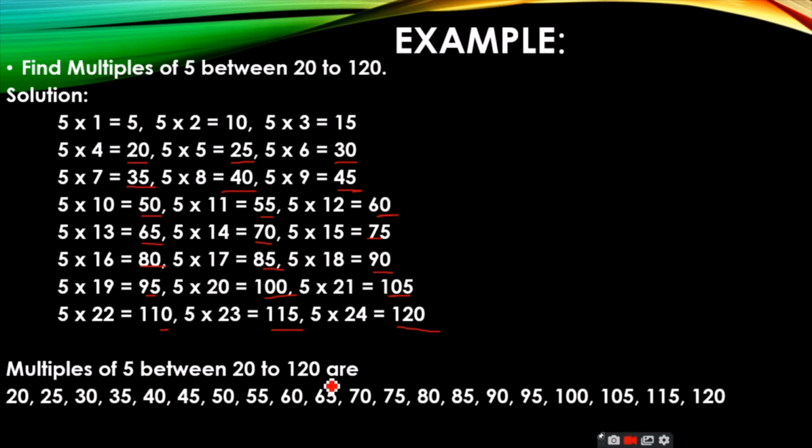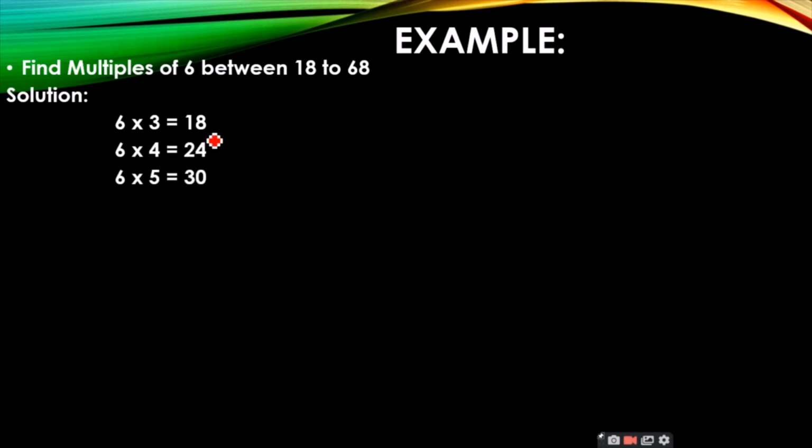In this question we have found all the multiples of 5, but in the next example we have to find multiples of 6 between 18 and 68. In this example, I haven't found all the multiples of 6. I've just started from 18. We know that when we multiply 6 by 3, we get 18. So I have started from 6 multiplied by 3. 6 threes are 18. 6 fours are 24. 6 fives are 30. 6 sixes are 36.